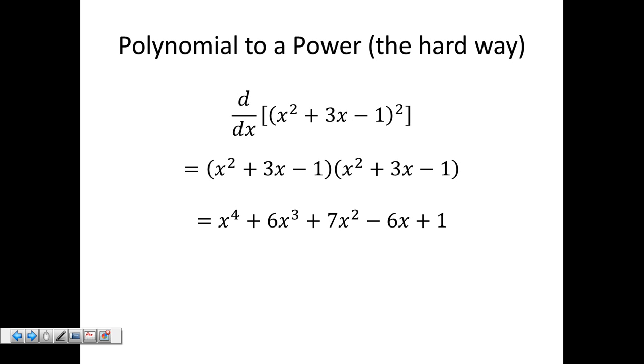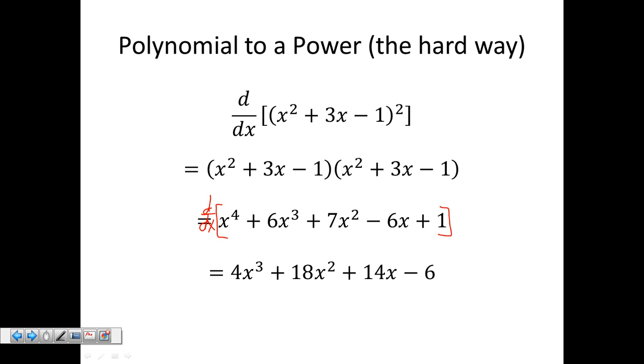That is just what the stuff inside the square brackets is. And now I am going to take the derivative of this new polynomial. And I get 4x cubed plus 18x squared plus 14x minus 6. Now, not real difficult algebra, and really not a difficult derivative at all. It's just the power rule and the addition and difference rule. So you're probably going, that wasn't that hard.